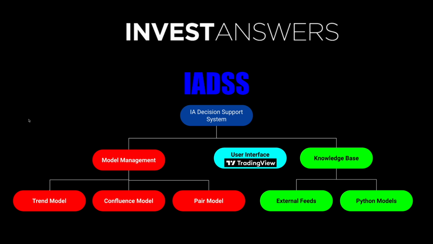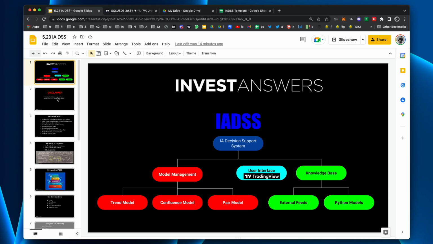It has three different components. One is model management. We've got a trend model, a confluence model, and a pair model. Also, we have an interface, with everything built into TradingView. And third, it is a knowledge base with external feeds and Python models. So sometimes it crunches stuff to get things going. But remember, it is full of bells and whistles.